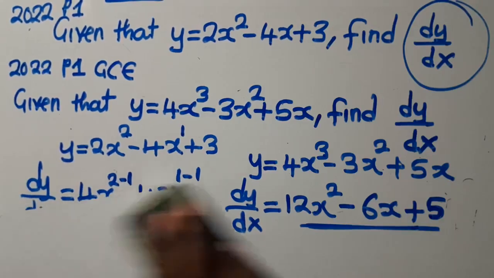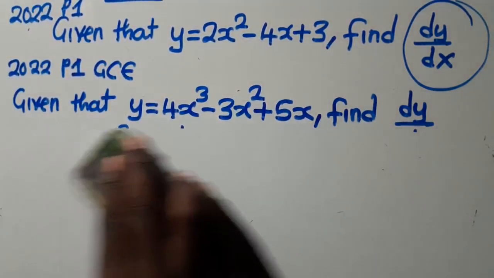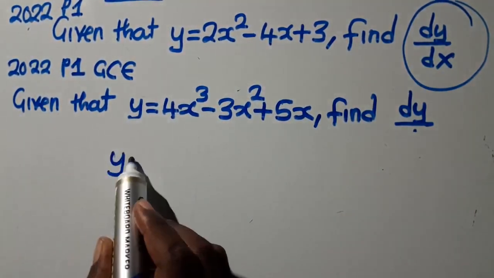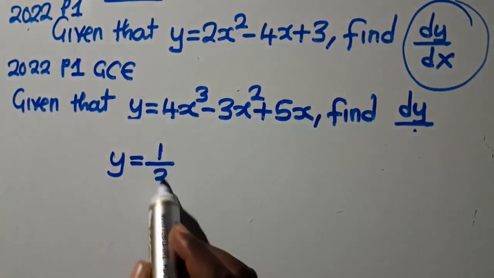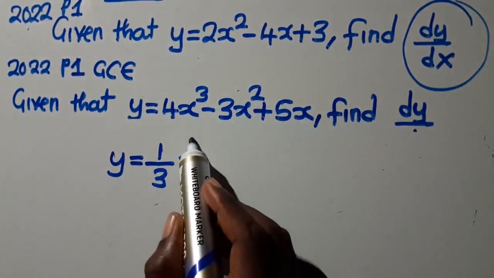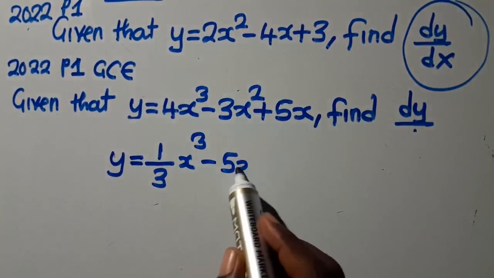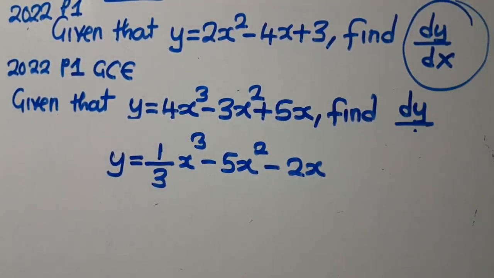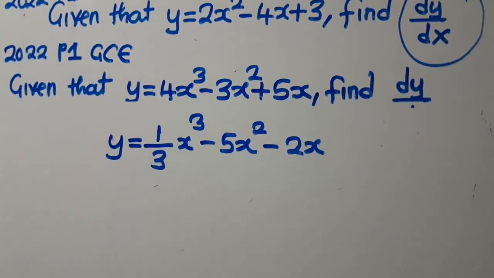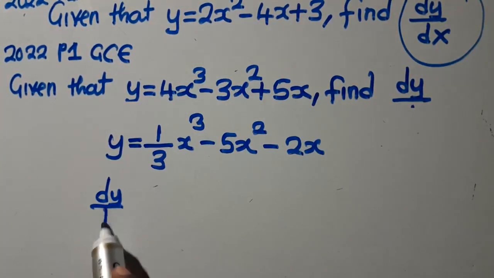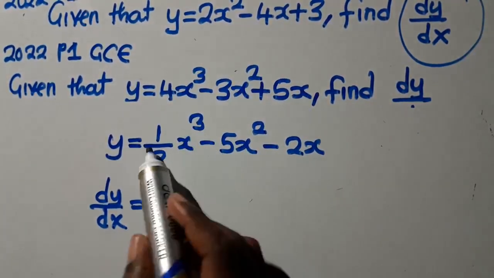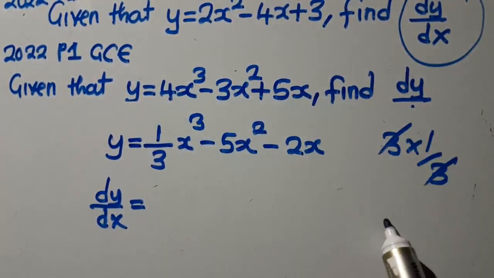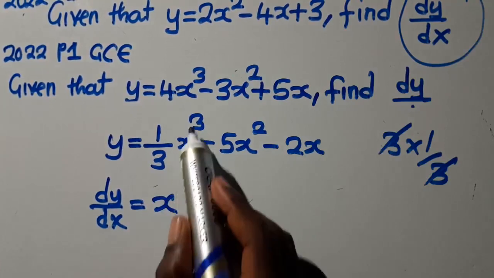We move on to the other questions. Let us move on to the other one. So this is y is equal to 1 over 3 x cubed minus 5x squared minus 2x. How can you differentiate this particular question? You just say dy dx is equal to, when you multiply here, 3 times 1 over 3, what is your answer? 3 will be cancelled, so we just remain with the x squared. We remove 1 there.